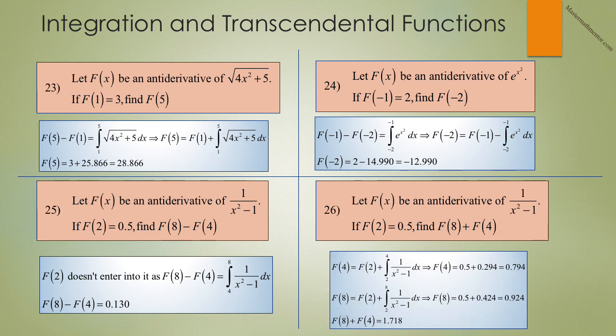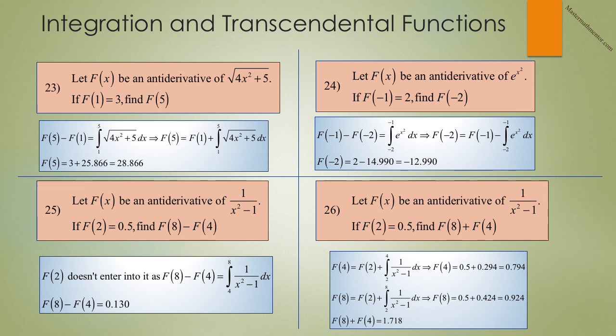Number 26 looks exactly like number 25. However, you are asked now to find capital F of 8 plus capital F of 4 instead of capital F of 8 minus capital F of 4. We have to use the fact that capital F of 4 equals capital F of 2 plus the integral from 2 to 4 of 1 over x squared minus 1 dx. And that gives us that capital F of 4 equals 0.5 plus 0.294, which is 0.794.